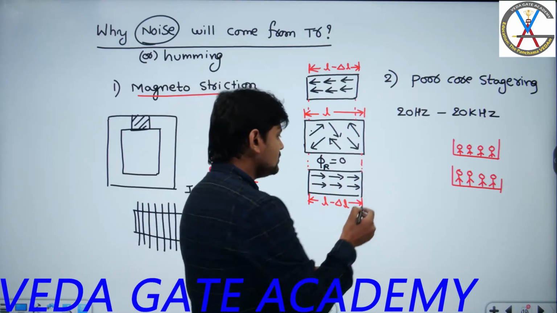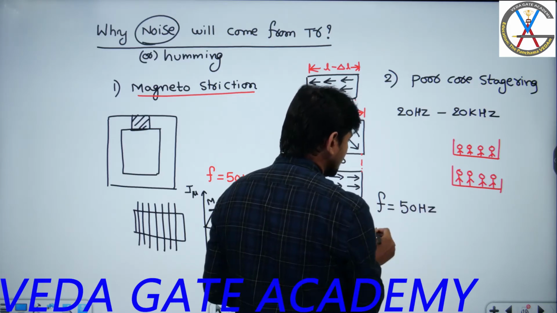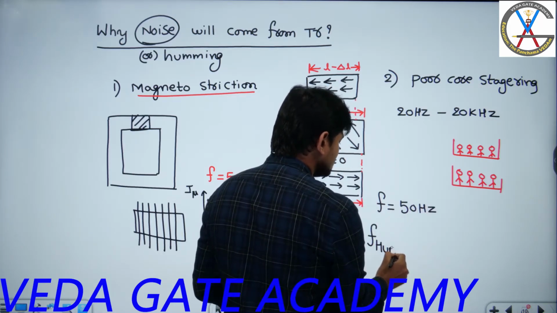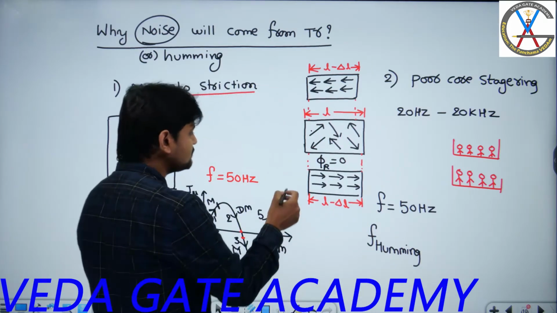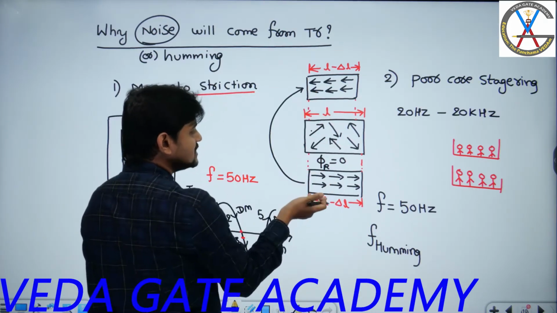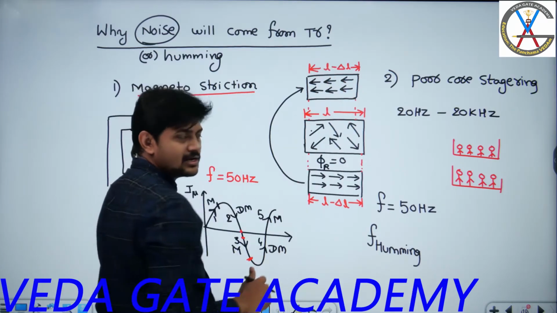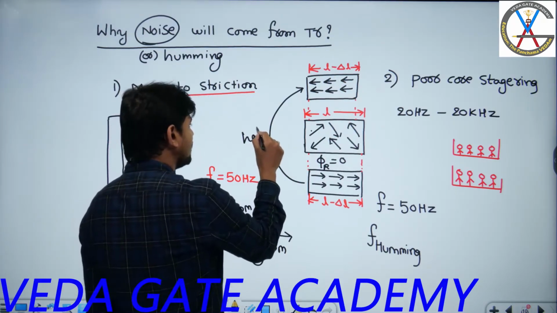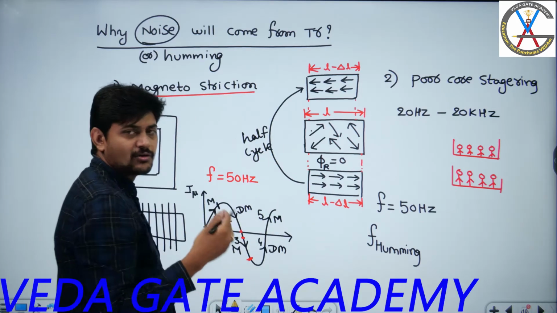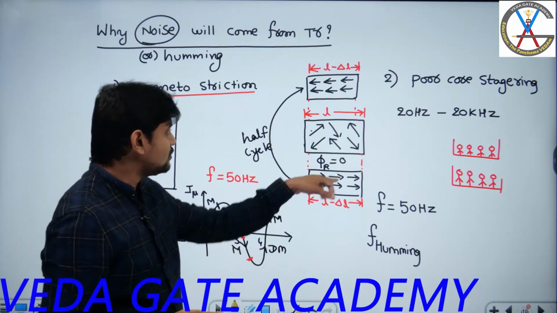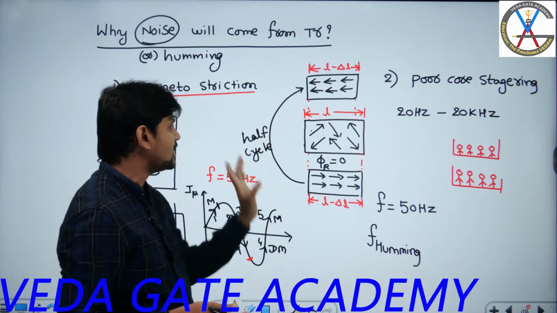So if I am giving a frequency of 50 Hz, then can you tell me what is the frequency of humming or noise you are going to get? When dimensions change, for every half cycle there is a change in the dimension, L minus delta L to L, again L to L minus delta L. So that means for every half cycle, as I already told you, the change in the dipole orientation takes place.